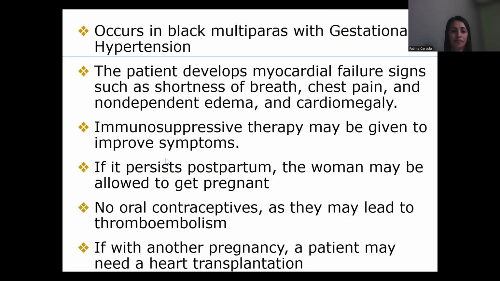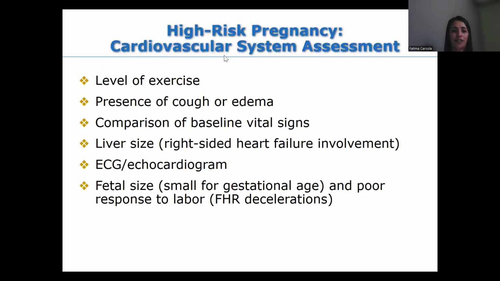Next, high-risk patient's assessment. Generally, we have to know the level of exercise, the things that the patient could do, or the presence of a cough that is not treated, or the possibility that the patient could have edema aside from the edema that is normal in the lower extremities during pregnancy because of the pressure of the gravid uterus. And comparison of baseline vital signs.